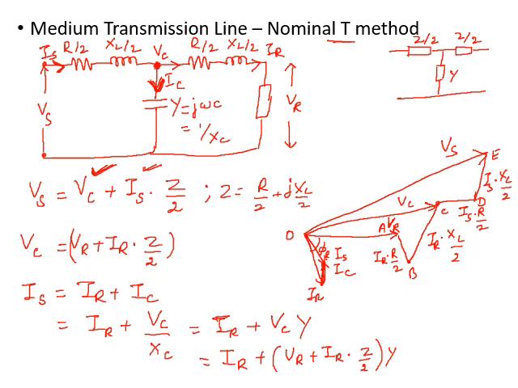So doing the inner multiplications, we get Is equal to YVR plus IR into 1 plus YZ by 2. So let us take this equation as equation 1.